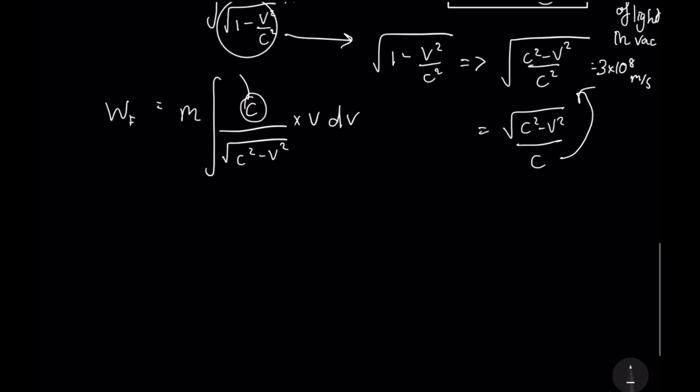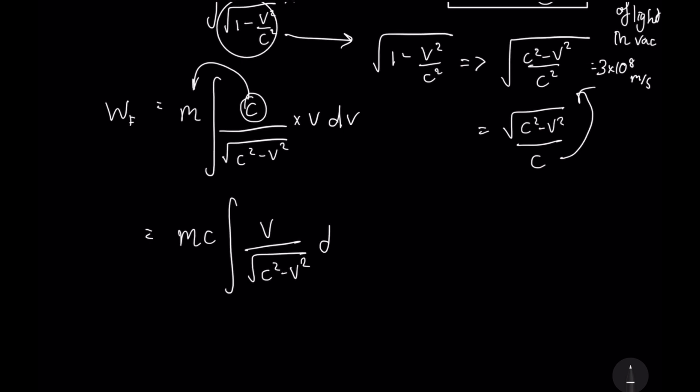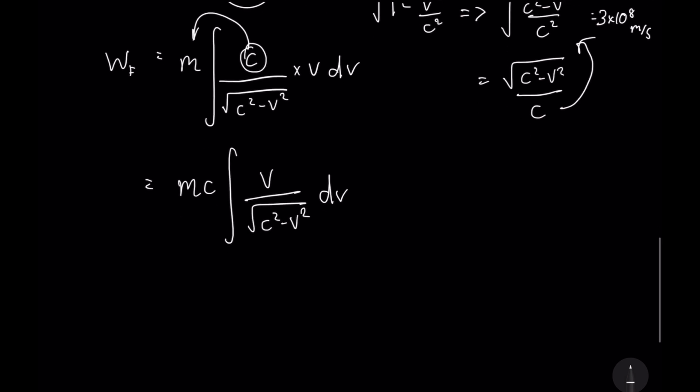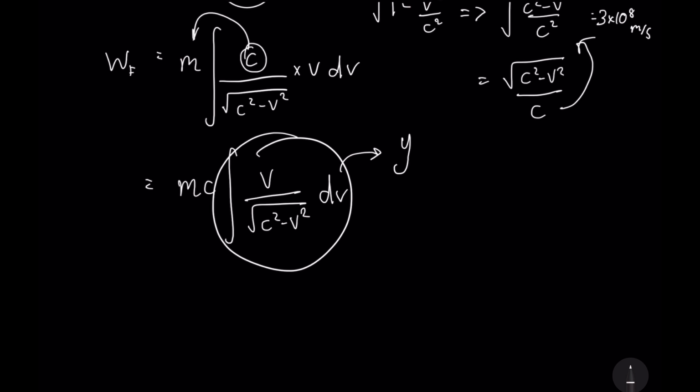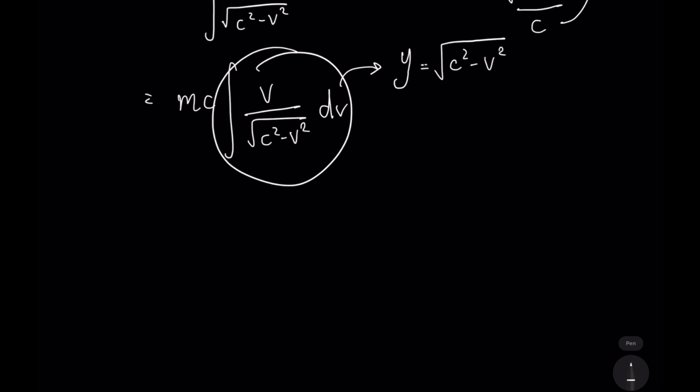Now c is a constant, so we take it out, which is equal to mc into the integral of v by root of c square minus v square dv. Now to integrate this function, we can say y is equal to root of c square minus v square. Let's take the derivative of y with respect to v, and we get minus v square into negative 2v.